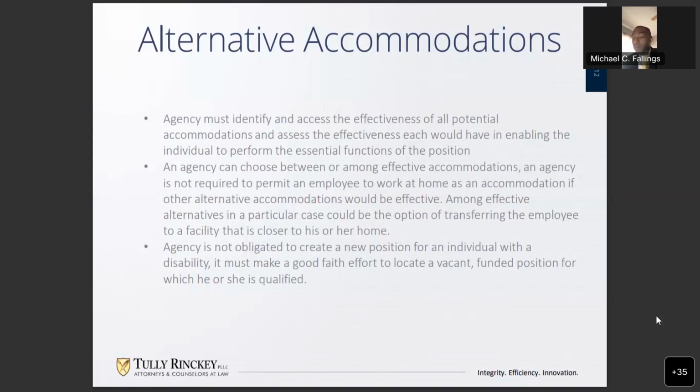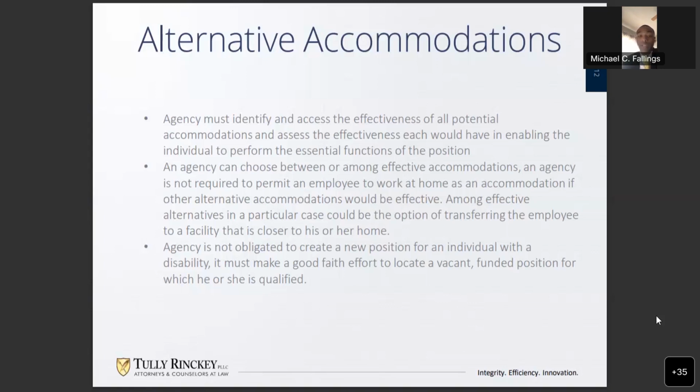Again, alternative accommodations can be transferring the employee to another facility, changing the work schedule. Perhaps there's a 4-10 schedule, 4 days a week, and then increase the hours to 10 hours per day. There are alternatives that are often offered to an employee when they're requesting telework. And when that is offered, keep in mind that's still the ongoing interactive process. And so until there's an acceptance, an agreement between the agency and the employee, the interactive process is still continuing until that decision and that agreement is made.